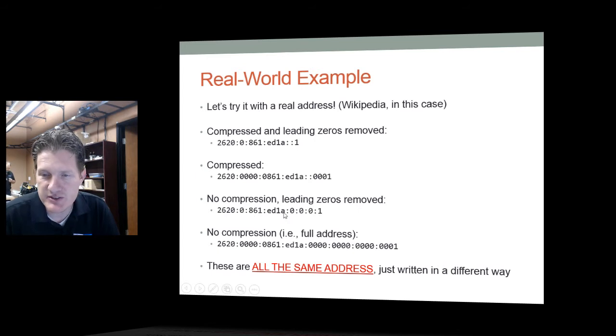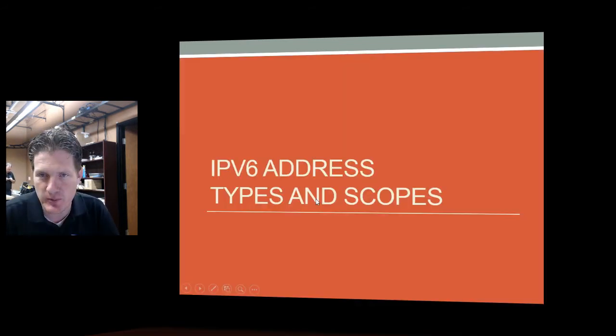Notice that 0001, right, is not compressed. I've just removed the leading zeros, whereas here is compressed. See, notice the 2 colons have removed those 3 blocks of zeros. You see that? So that's basically how that works. So these are all the same address. They're just written in a different way.